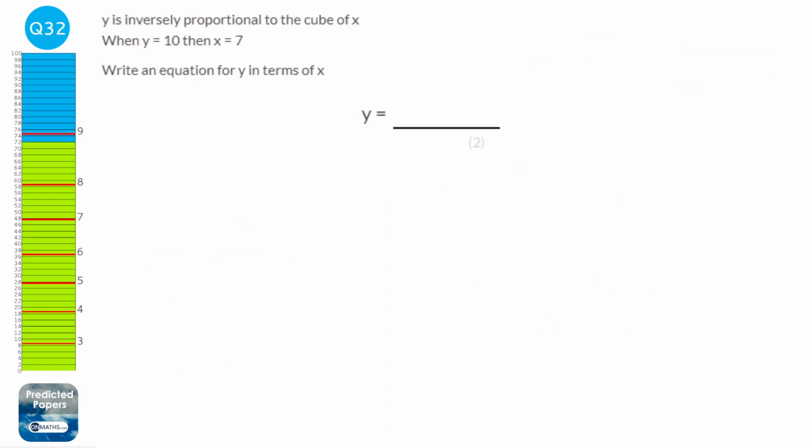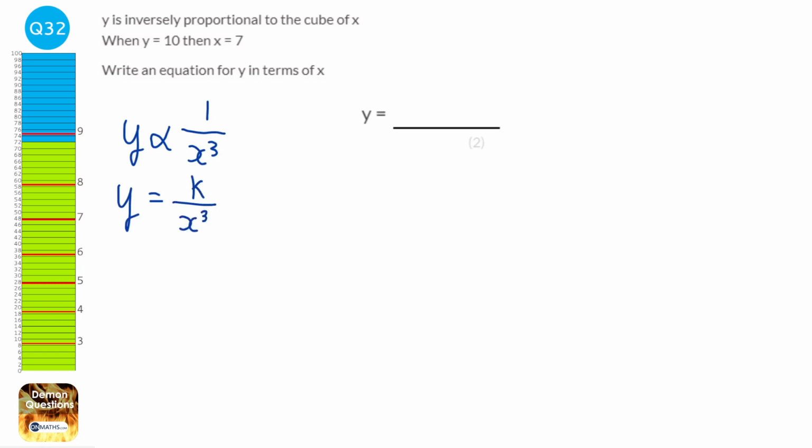So we're told in the question that y is inversely proportional to the cube of x. So we can show that by y is proportional, inversely, which would be 1 over the cube of x. Now to convert that proportionality symbol into an equals, we need to introduce a constant to the right hand side. So we get y equals k over x cubed, and all I've done to the right hand side is multiply it by k.